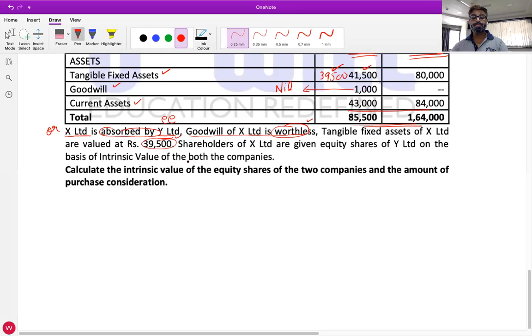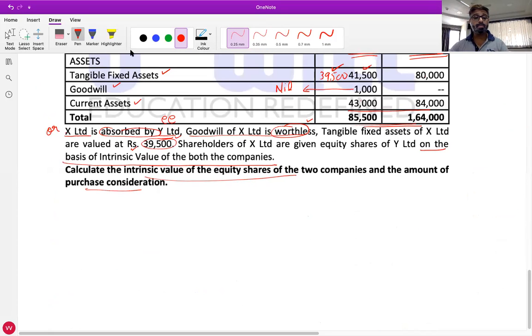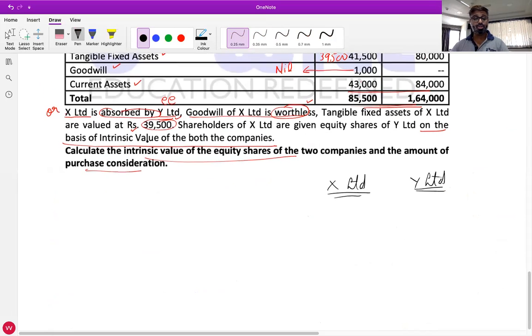Further? Shareholders of X Limited are given equity shares of Y Limited on the basis of intrinsic value of both the companies. So first we'll find the intrinsic value and then reverse it to find the valuation of shares to be given on the basis of intrinsic value. So calculate the intrinsic value of equity shares of both the companies and the amount of purchase consideration. So here we have to find this intrinsic value. Is everyone clear with this question? Any doubts? No. Make two columns, X Limited, Y Limited. Both the companies' intrinsic value we'll have to find to get the exchange rate.